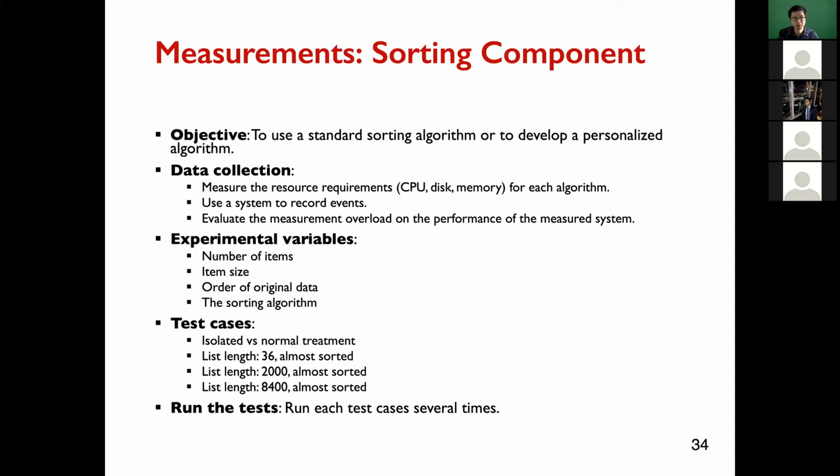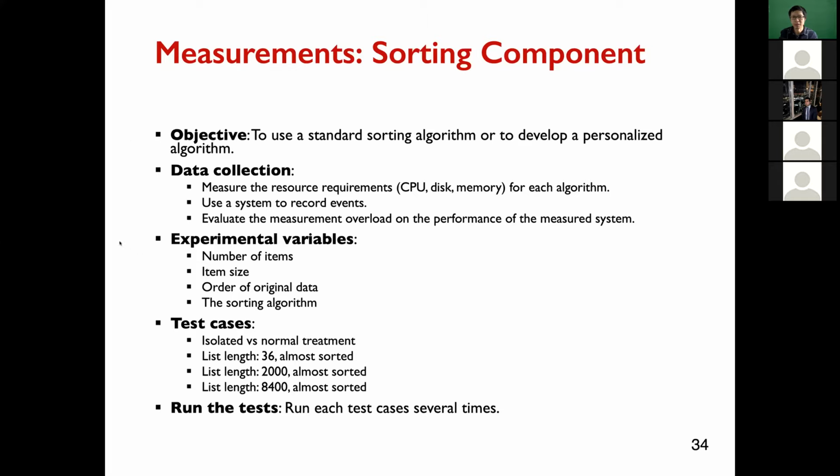So these are the experimental variables. Based on these experimental variables, we design our test cases. For example, in the first test case, we may have 36 integers, and these integers are almost sorted. We feed this into both sorting algorithms, run them, and collect the data. The last step is to run the test. We need to run each test several times to have unbiased testing results, okay?